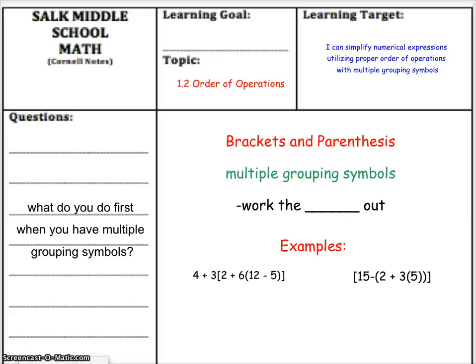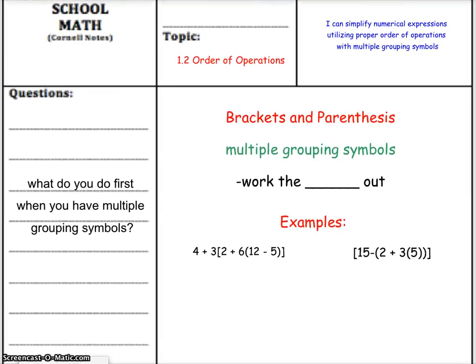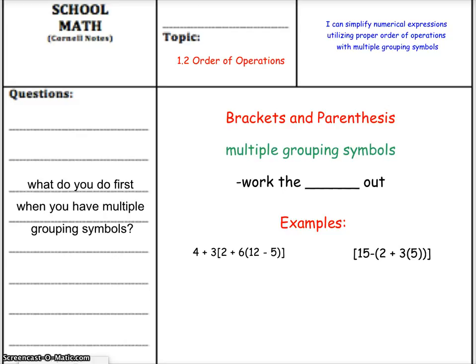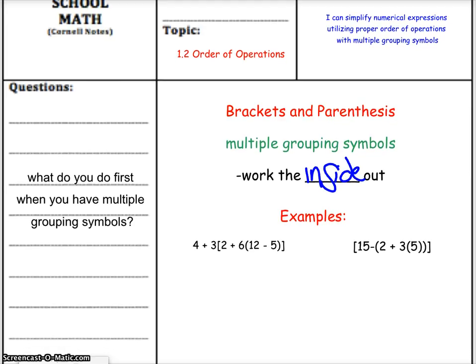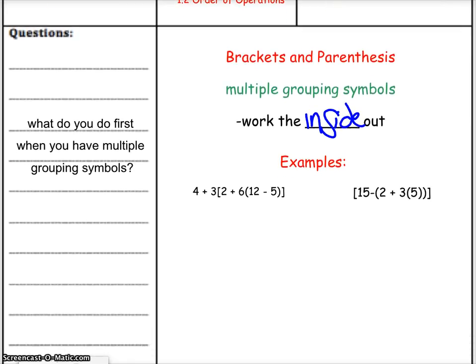The last thing I'm going to have you do with simplifying our numerical expressions: brackets and parentheses. Remember, you work from the inside out. That's our goal, inside out. So notice on this first example, we got a lot going on here. I have brackets and I have parentheses. So I need to work inside first. So I need to do the 12 minus 5 first.